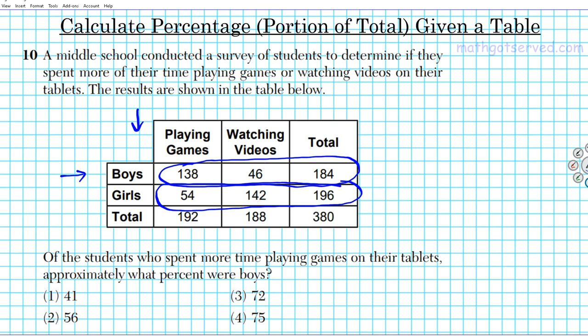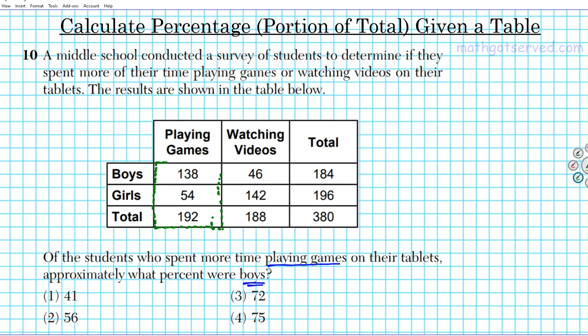But in this particular problem, are we being gender specific for the way that we're looking at the data? If you look at the question, it says of the students who spent more time playing games. So out of those who played games, this is not just boys or girls, it's boys and girls combined. Which portion were boys? The heading, playing games, automatically tells us that we are going to be looking at this table in a vertical orientation. We're going to be going top down instead.